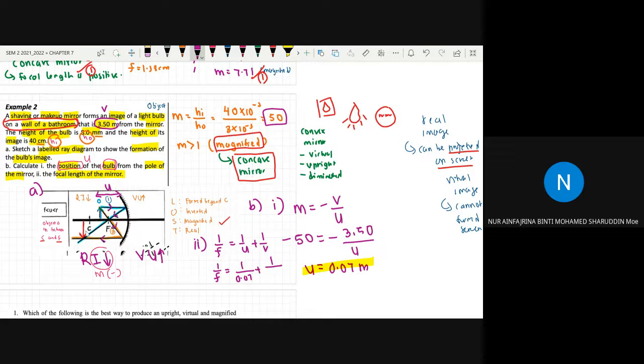What about your V? Your image distance, right? The image you get is in front of the mirror, right? So when it is in front of the mirror, it is a real image. So with a real image, is your image distance positive or negative? Positive. Very good. So it is positive. So V is 3.5. So you will get your focal length 0.0686 meter. Okay, can?